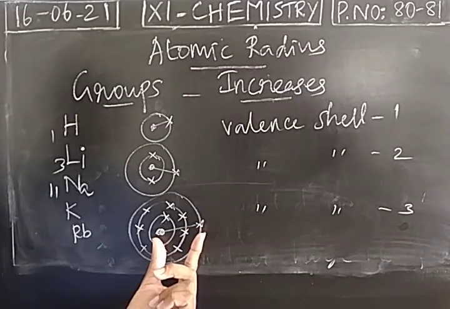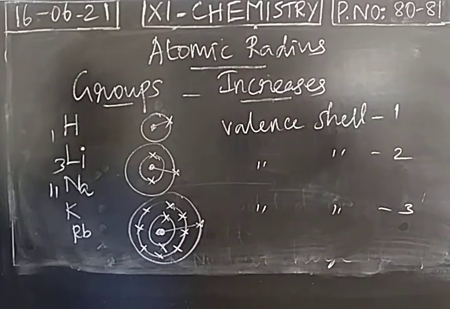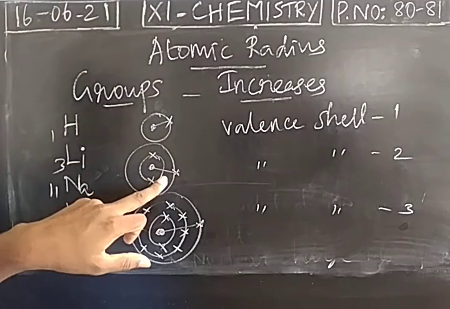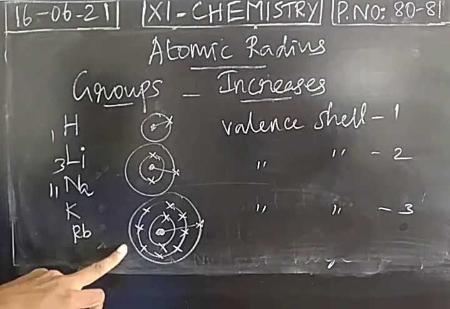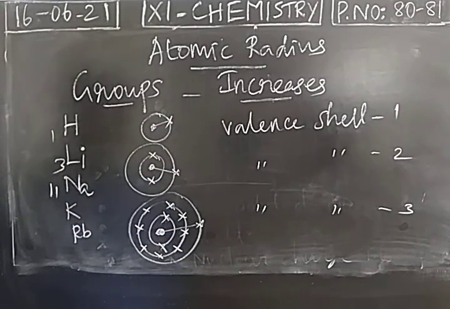The distance between the nucleus and the valence electron is increased. Comparing hydrogen, the distance between the nucleus and the valence electron is more for lithium. Comparing lithium, sodium has more atomic radius, or distance between the nucleus and the valence electron. So as distance increases, definitely attraction will be reduced.